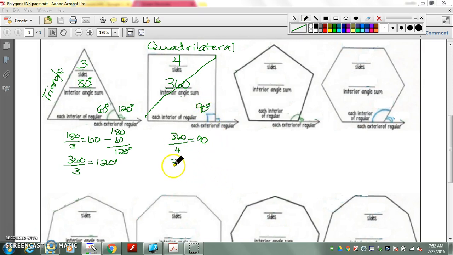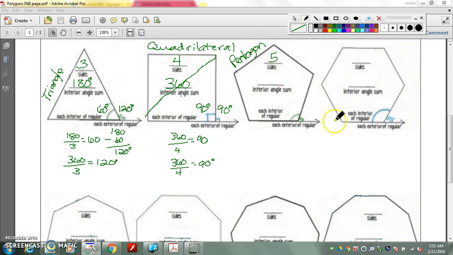And because the sum of the exterior angles adds up to 360 and I have four angles, that also equals 90. And they do add up to 180 because they do form a linear pair. Okay, we've got a pentagon.